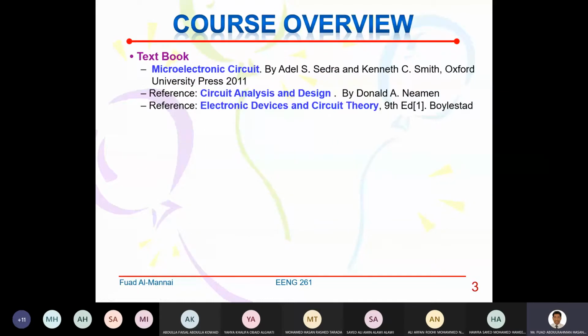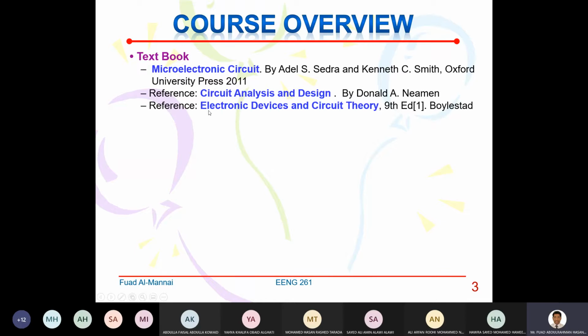Textbooks. We have the main book. Our main book is Microelectronic Circuits by Sedra and Smith, Oxford University Press, 2011, 2012. And we have two reference books. One is Circuit Analysis and Design by Donald Neamen. This is a very, very nice book called Circuit Analysis and Design.